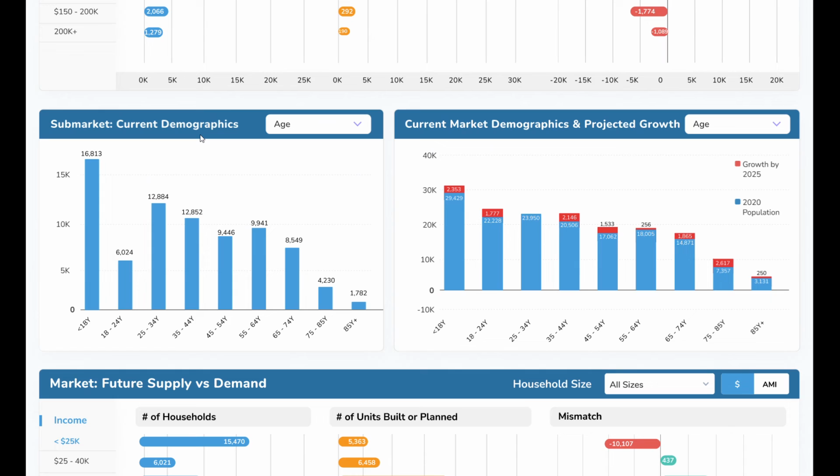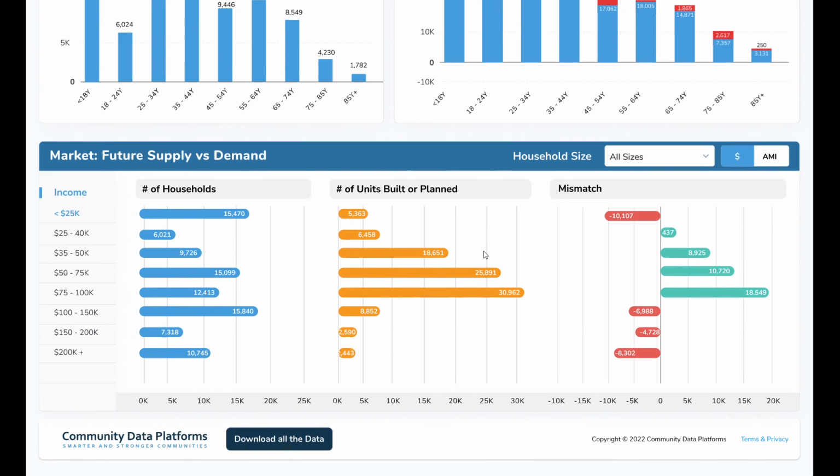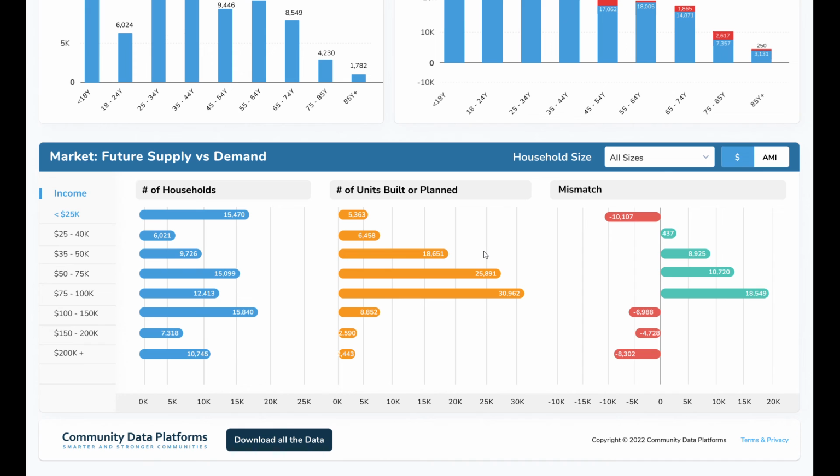To the right, we see the market demographics, which are shown to help the user understand the market potential they have to attract various groups to their development. The last graph is the future supply and demand of the market so that the user can see how the submarket compares to the overall market.